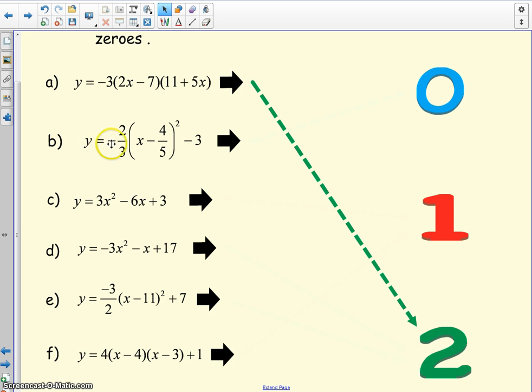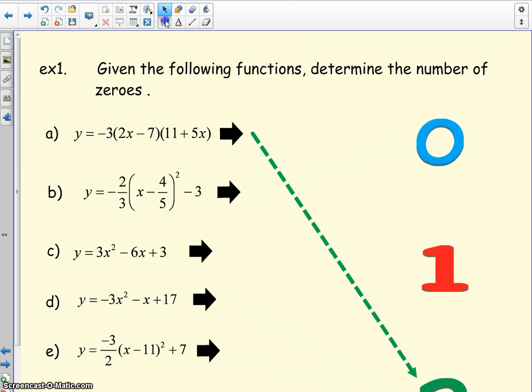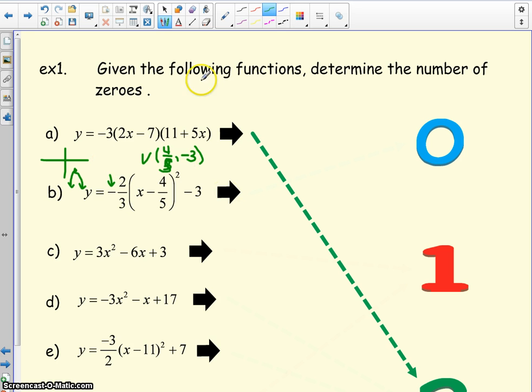Next, I'm going to deal with the ones in vertex form, so b and e. Starting with b, vertex form is not too bad for finding the number of zeros either, because you can do a quick sketch. Looking at this one, we have a vertex at (4/5, -3). You make a quick little sketch of that on a graph: (4/5, -3) will be somewhere in the bottom right quadrant. And we can see from our a value that we open down. So a very quick sketch tells me this graph is not going to pass the x-axis at all, so I'm going to have no x-intercepts.